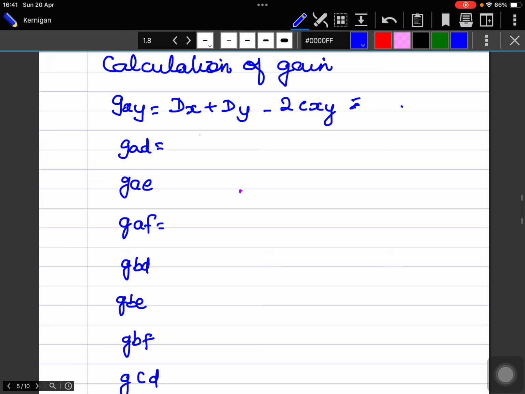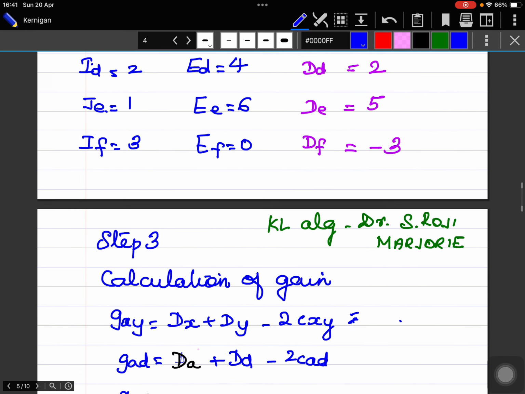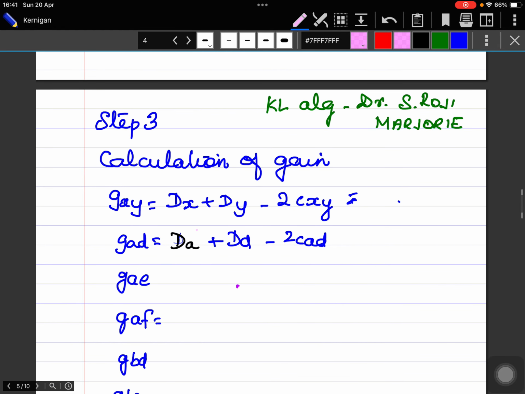What is this GAD? GAD is DA plus DD minus 2CAD, right? DA plus DD minus 2CAD, everything I have calculated here. DA is minus 5, DD is 2. So this is minus 5 plus 2 minus 2 into CAD.